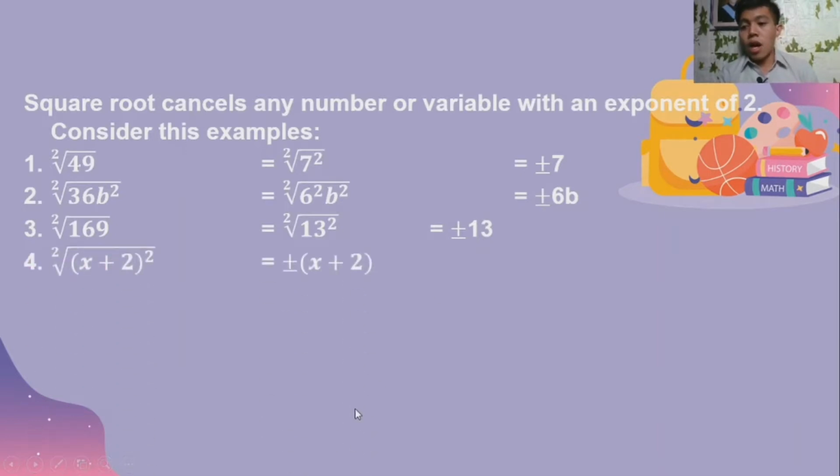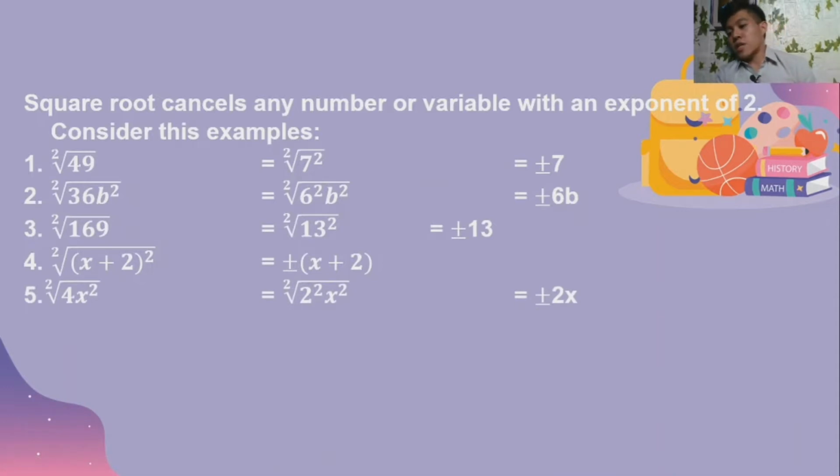Next one. When the given is square root of parenthesis x plus 2 squared, proceed right away to cancelling the exponent. Cancel the squared at the end. What remains is the parenthesis x plus 2. Then just add a positive negative. So the answer is positive negative x plus 2. Okay? Next one.